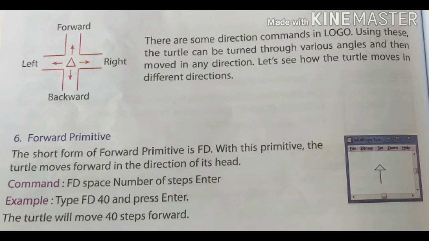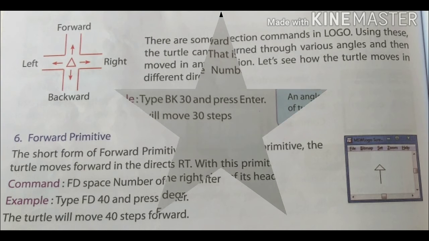Using these, the turtle can be turned through various angles and then moved in any direction. Let's see how the turtle moves in different directions. Sixth one, forward primitive. The short form of forward primitive is FD. With this primitive, the turtle moves forward in the direction of its head. Command: FD space number of steps, enter. Example, type FD 40 and press enter. The turtle will move 40 steps forward.